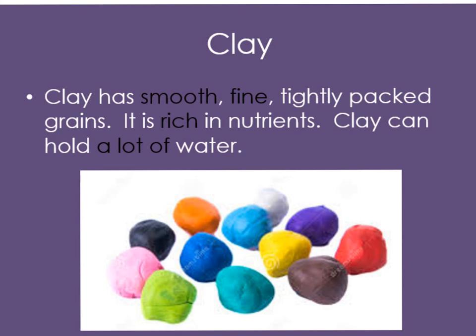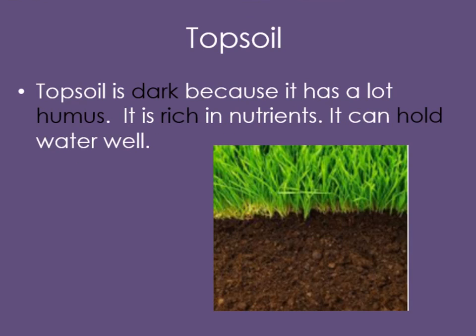Clay has smooth, fine, tightly packed grains. It is rich in nutrients, and clay can hold a lot of water. Topsoil is dark because it has a lot of humus. It is rich in nutrients, and it can hold water well.